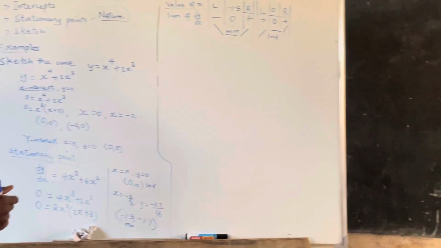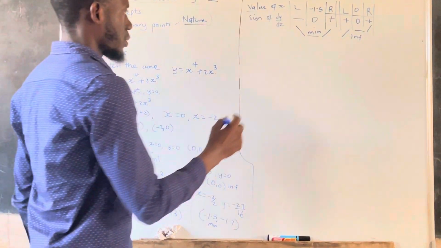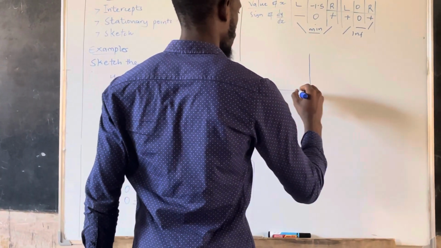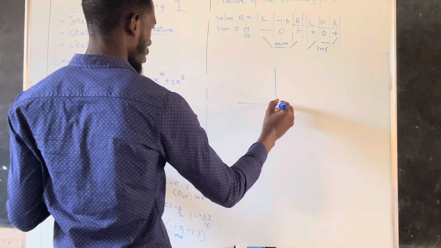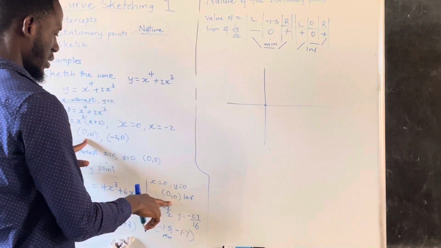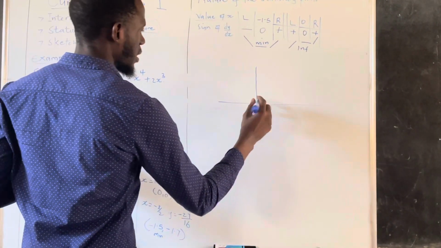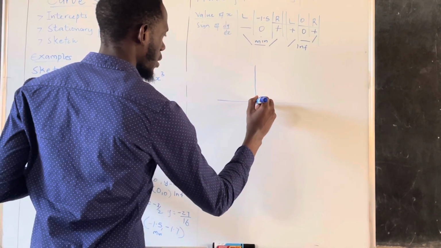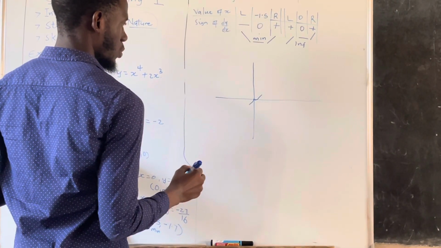Now, after establishing the stationary points and the nature, we can have our sketch. Our intercepts, we have 0, 0, which is here. But this is also a turning point. We are seeing it as a turning point, and it is a point of inflection. So they are telling us that the curve will come like that. Then it changes course like that. That is what it will do.